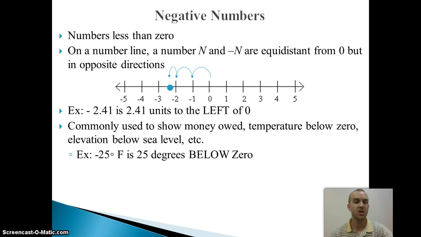One way that we often talk about this is the notion of owing money, or maybe a temperature below 0, or elevations below 0. All those are ways that we can think about negative numbers. So when you see negative 25 degrees Fahrenheit, that means it's 25 degrees below 0. If I owed you $25, that'd be like negative 25.